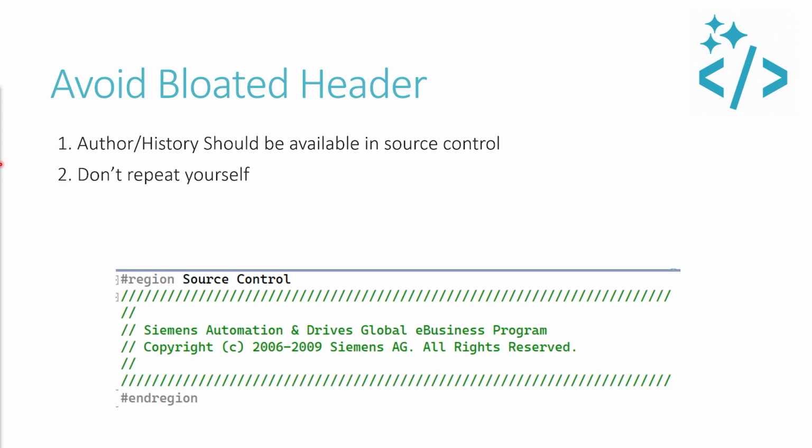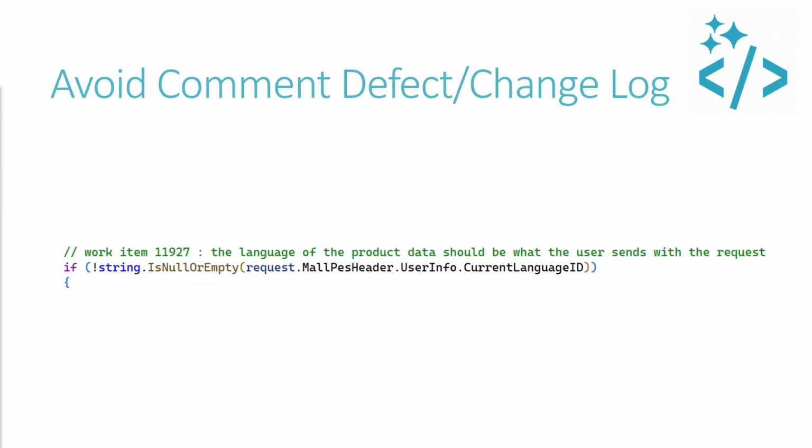And this is repeatable code which appears in all files, and if you need to change something, then you have to update all the files, and this is not funny. We should also avoid comments which tell us which work item requested this change. These things should be visible in source control, in TFS or Git or whatever you're using for change control tracking.